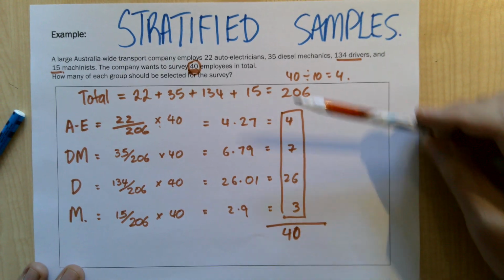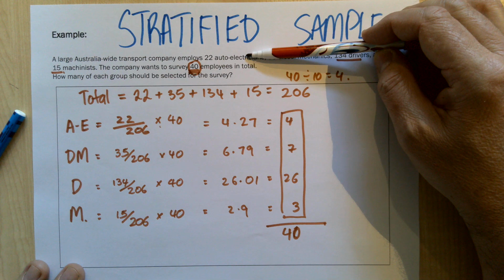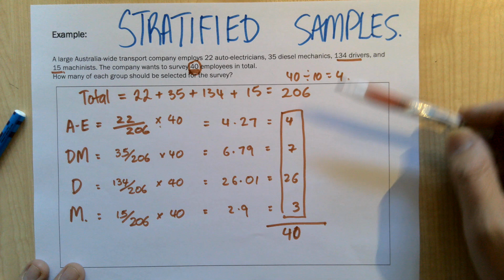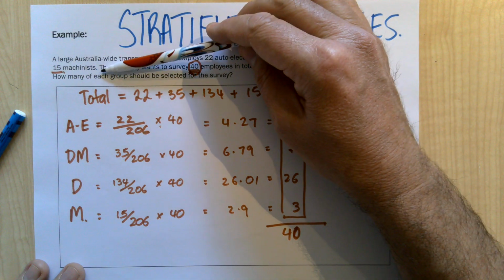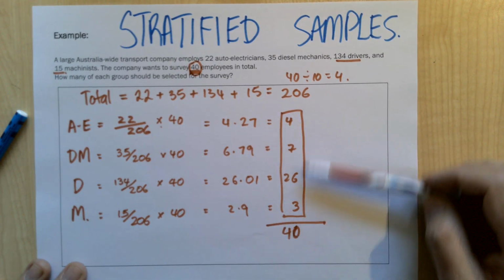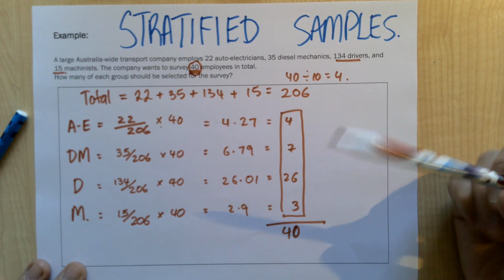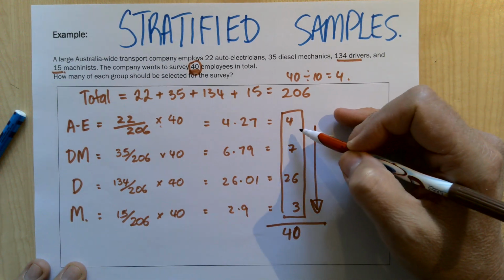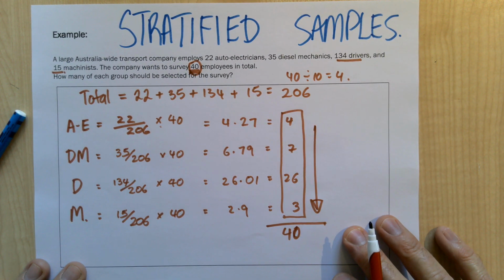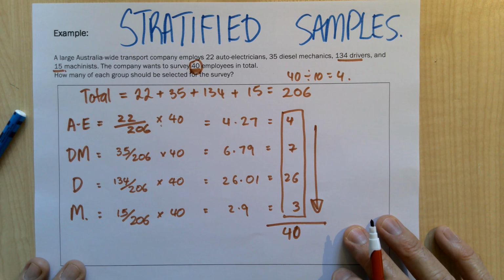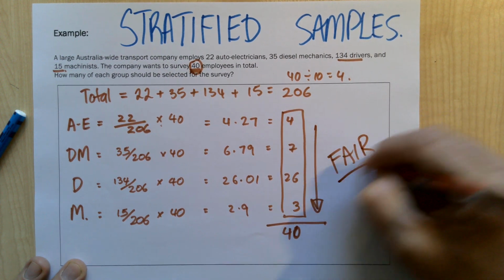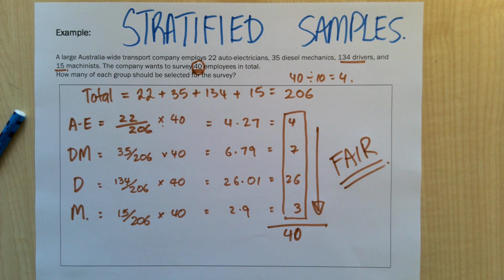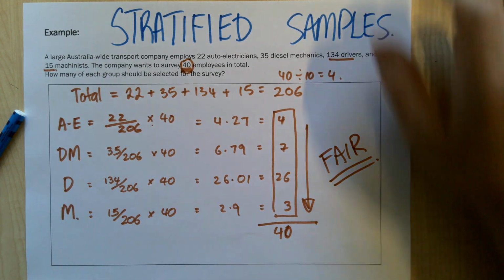So they would know now, all right, we go to the auto electricians and we pick 4 of them. Go to the diesel mechanics, pick 7 of them. Go to the drivers, pick 26. Go to the machinists and pick 3. What that achieves is that, first of all, I know I've got 40, and each group is represented according to how big they are. And so therefore it's fair. That is the big advantage of stratified samples. It's fair once you actually figure out how many you need from each group. Okay? Have fun.